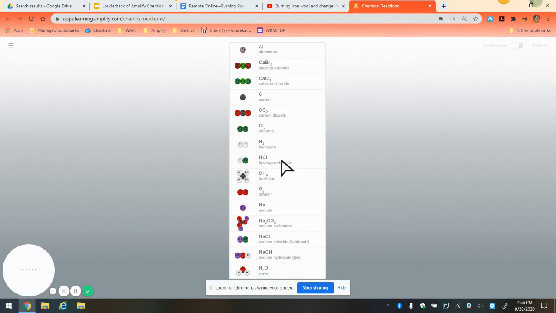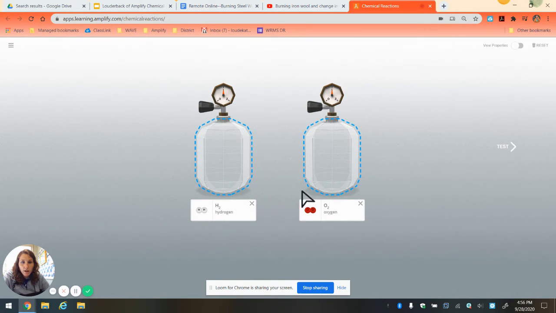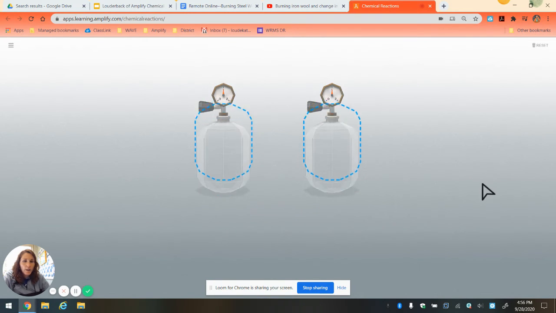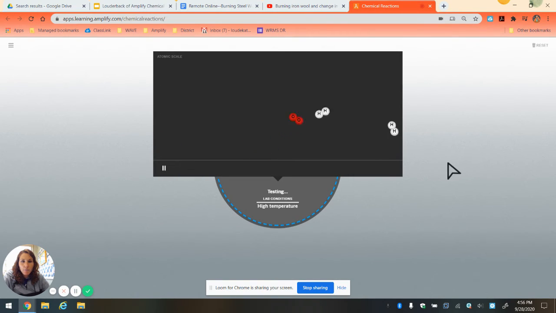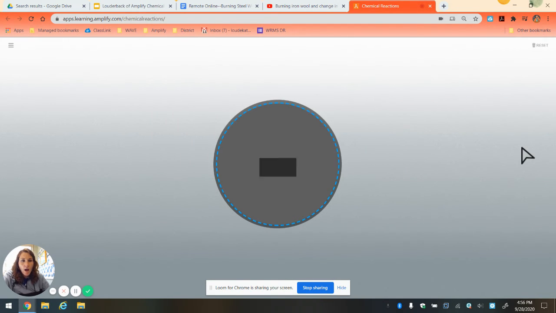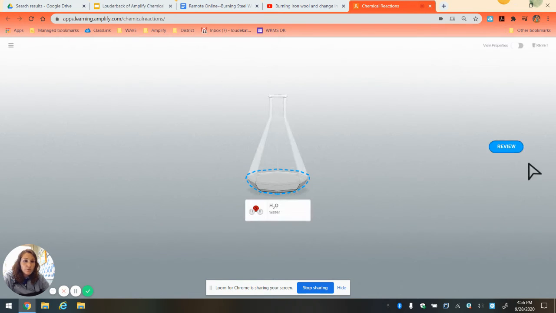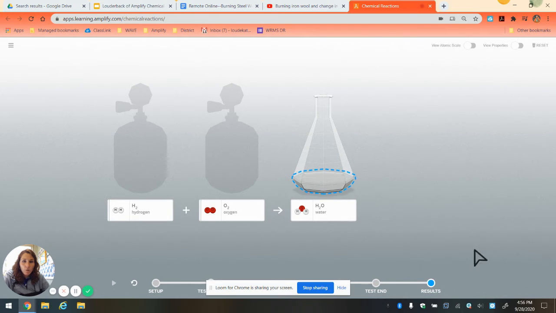Make sure that when I add my substances, let's see, hydrogen and oxygen was the first one, when I do my reaction and I'm testing, I want to pay attention to the atomic scale here, where the atoms are bouncing around and interacting with each other. I also need to pay very close attention to the review page, where I'm looking at the reaction as a whole. I've got my reactants and I've got my products.